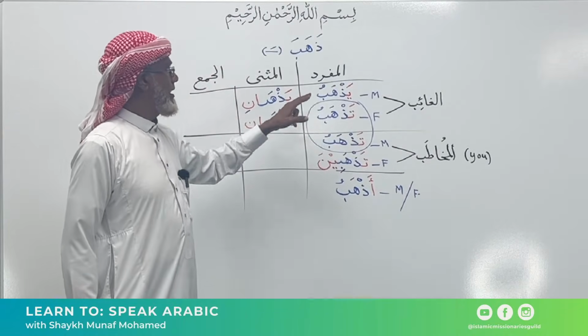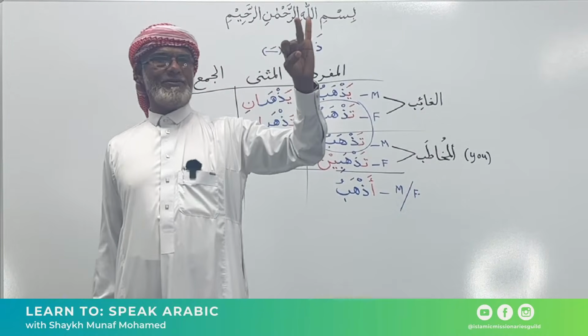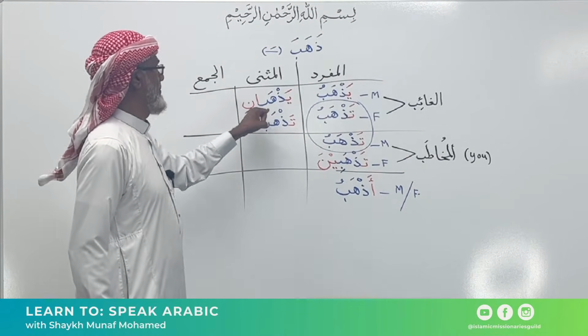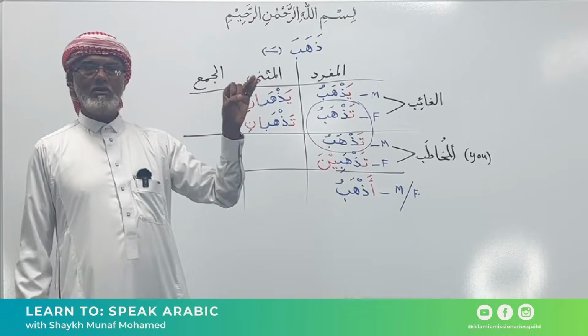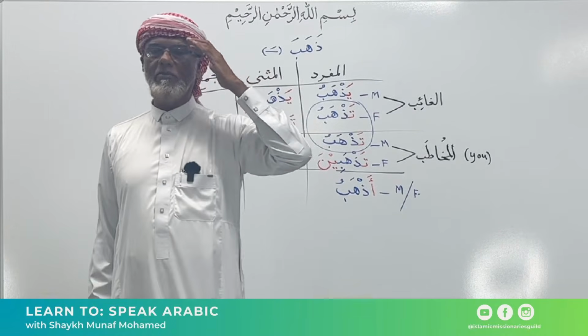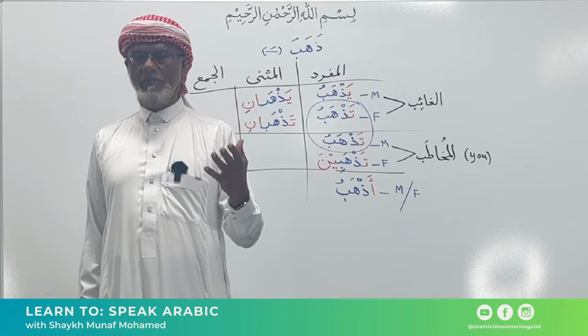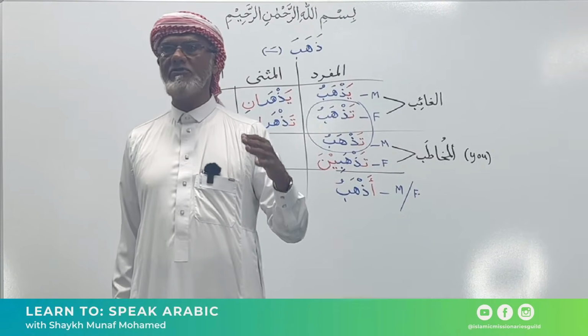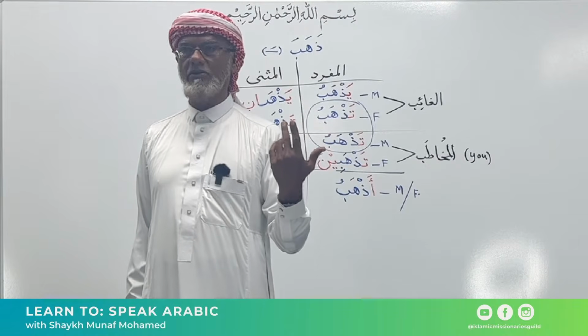So you will say, يذهب محمد وخالد إلى المسجد الآن. We would not say يذهبان. Okay? So you also have to remember your rules. For the verbal sentence, the verb is always in the singular form, regardless of the number of the noun.